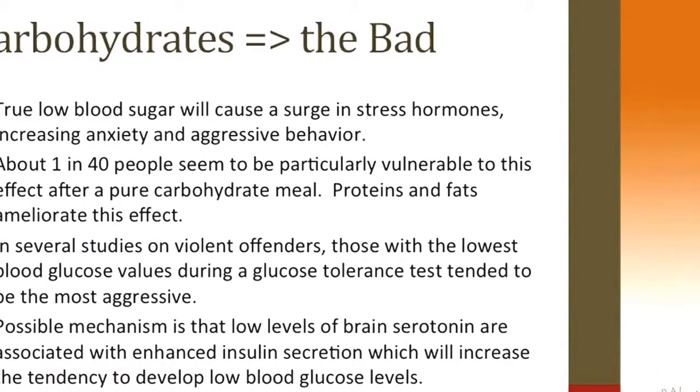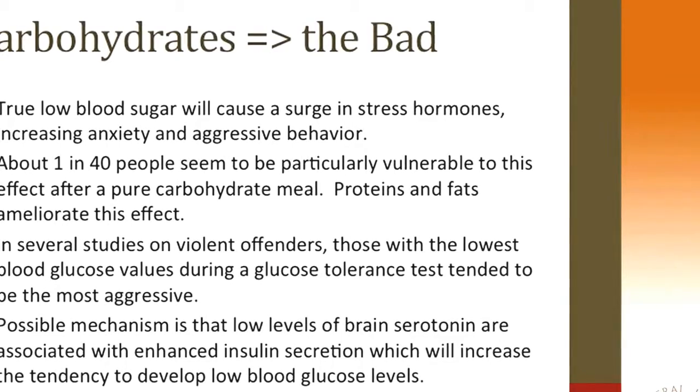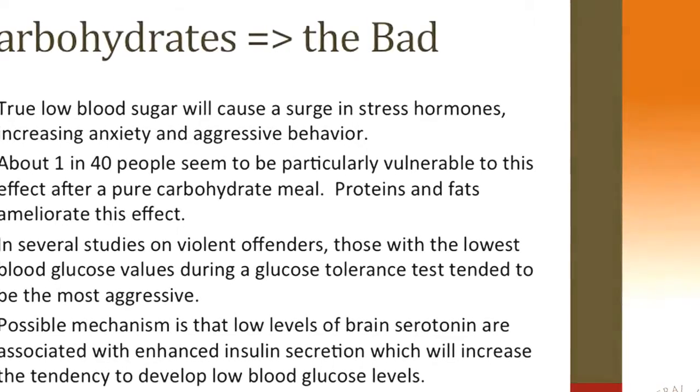In several studies on violent offenders, those with the lowest blood glucose values during a glucose tolerance test tended to be the most aggressive and have the worst history, and they also tend to be the biggest drinkers. In the possible mechanism, low levels of brain serotonin are associated with enhanced insulin secretion, which increases the tendency to develop low blood glucose levels. And then the only other literature, again, is pretty scanty.